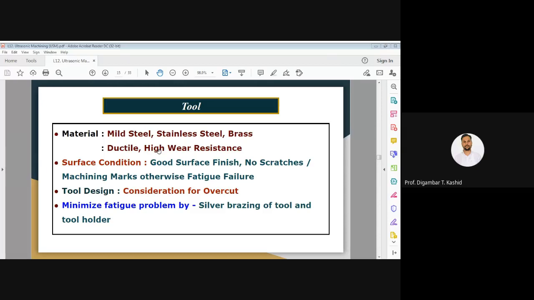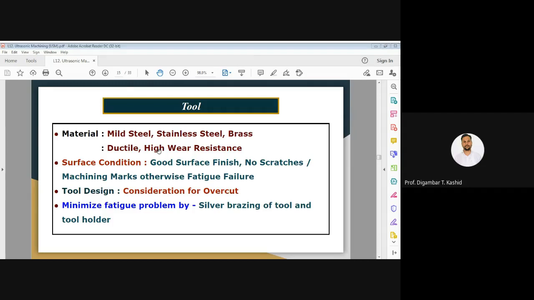The main properties of the tool material are high ductility and high wear resistance. As far as surface conditions are concerned, it should have a good surface finish, so there should be no scratches or machining marks on your tool. Otherwise, they will be reflected on your machined workpiece surface.